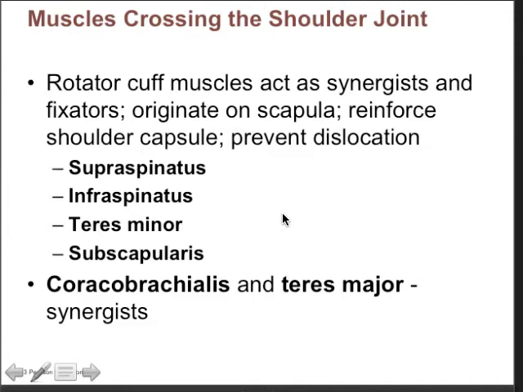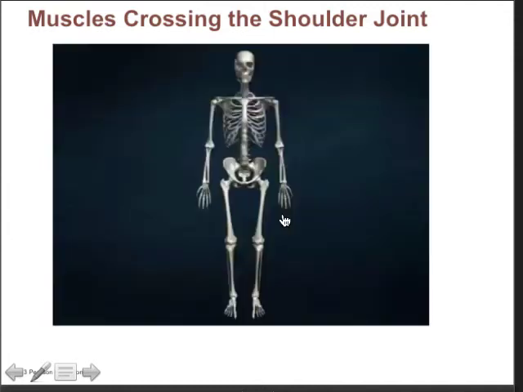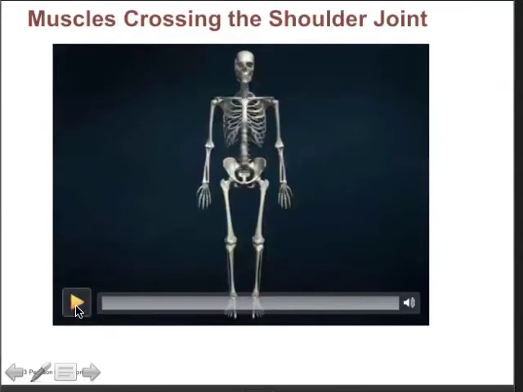The coracobrachialis and the teres major are synergists, meaning they help each other to move the arm. So let's take a look at the muscles that cross the shoulder joint, and then we'll do a little bit on how the rotator cuff operates.